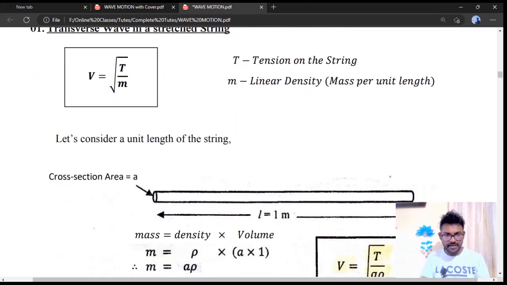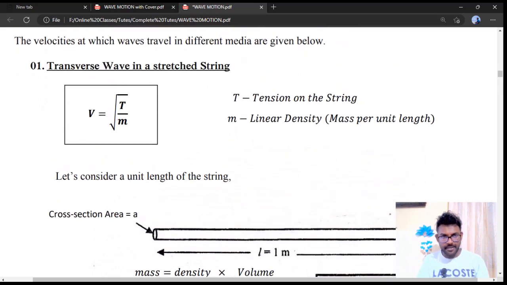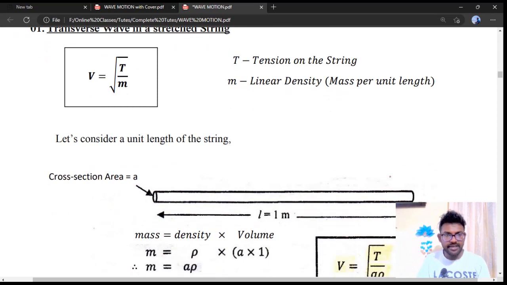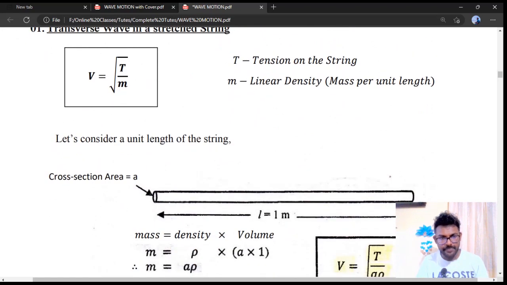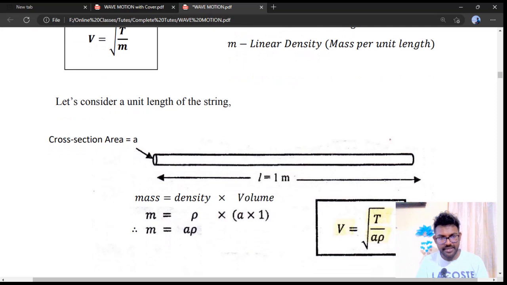So in this scenario, let's see how we can find out the linear density, or the mass per unit length. Remember, it's not the mass of the entire string, even though the string may be a few kilometers long. You should consider the mass of the unit length, which is just the mass for 1 meter. In case you can't find it out, we can follow a different technique to find the mass per unit length, like this.